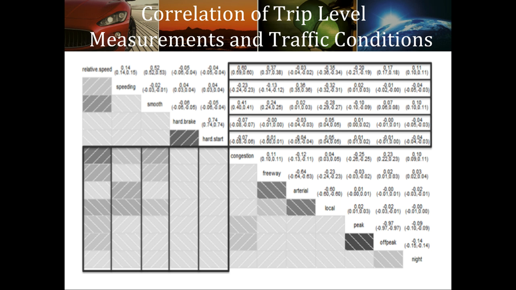A strong positive correlation is also observed between relative speed and congestion, as can be seen from the cell in the 1st row and the 6th column. This reveals that the driving performance in car following is better when there is less traffic, which is expected.